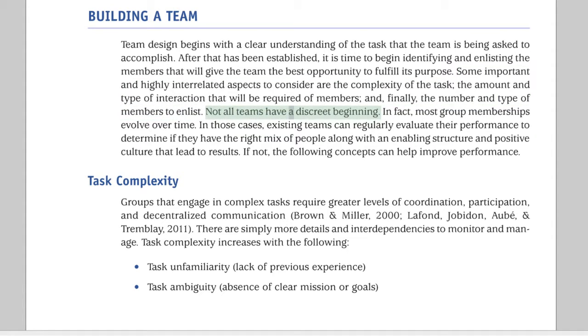Not all teams have a discrete beginning. In fact, most group memberships evolve over time. In those cases, existing teams can regularly evaluate their performance to determine if they have the right mix of people along with an enabling structure and positive culture that lead to results. If not, the following concepts can help improve performance.